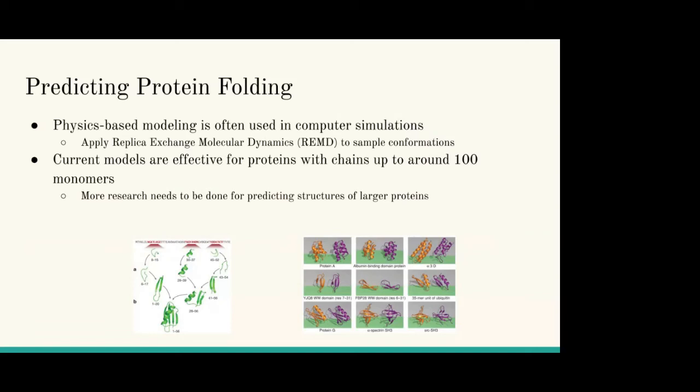Other than computational techniques, physics-based modeling is often used in these computer simulations, applying different physics concepts like REMD to sample conformations. As I stated before, currently the models and the lab techniques are only effective for proteins with chains up to 100 monomers. So more research is required to see what the structure prediction would be for larger proteins.